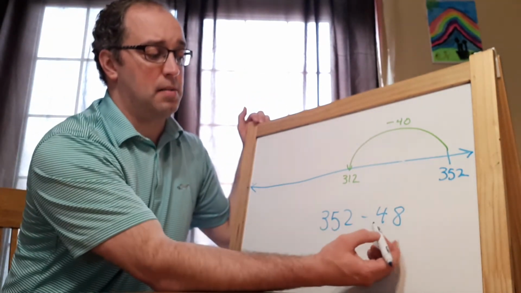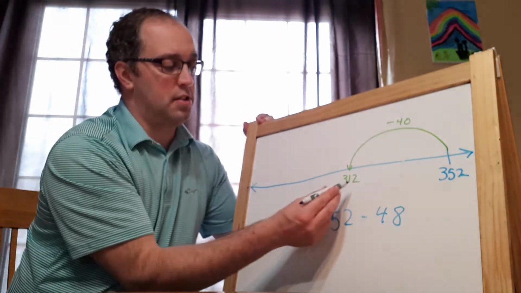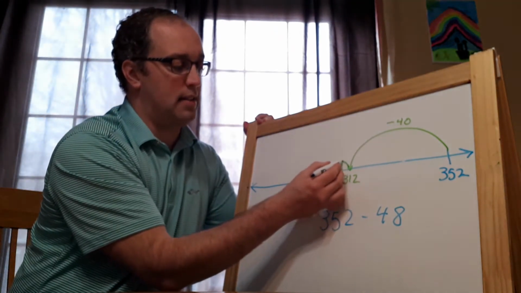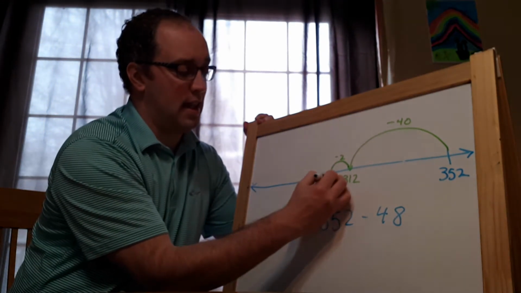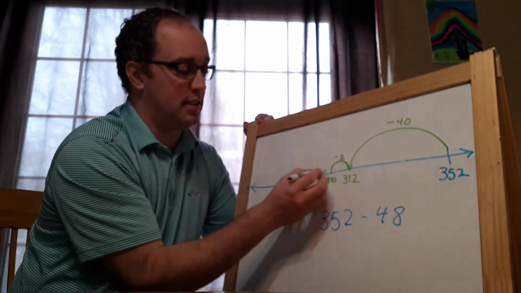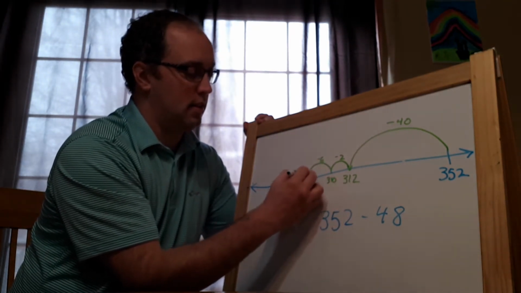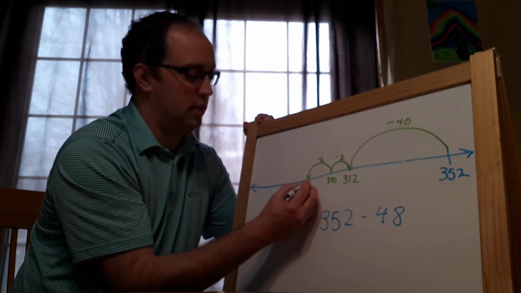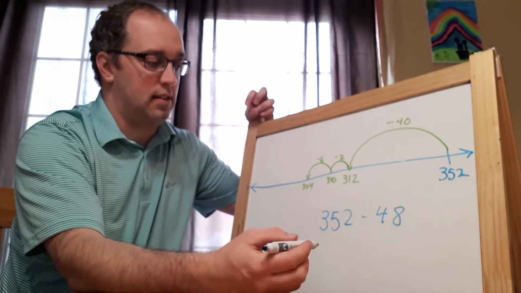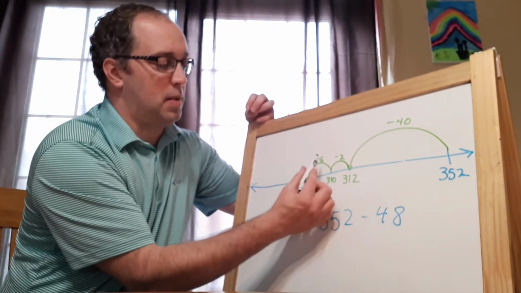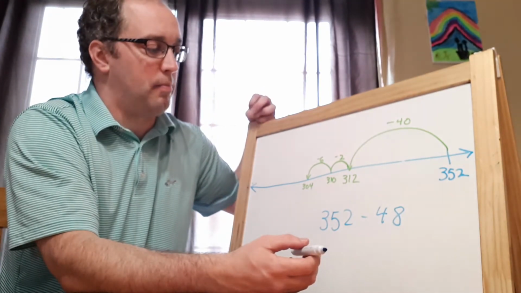All right, so I jumped back my 40. Now I have 8 more to go. So what I'm going to do is kind of break it up. I'm going to jump back 2. That will give me 310. And I have 6 left. So if I jump back 6, I know I'm left with 304, because 4 and 6 make that 10. And I used the 8 by 6 and 2, so I just broke my 8 apart when I subtracted it.